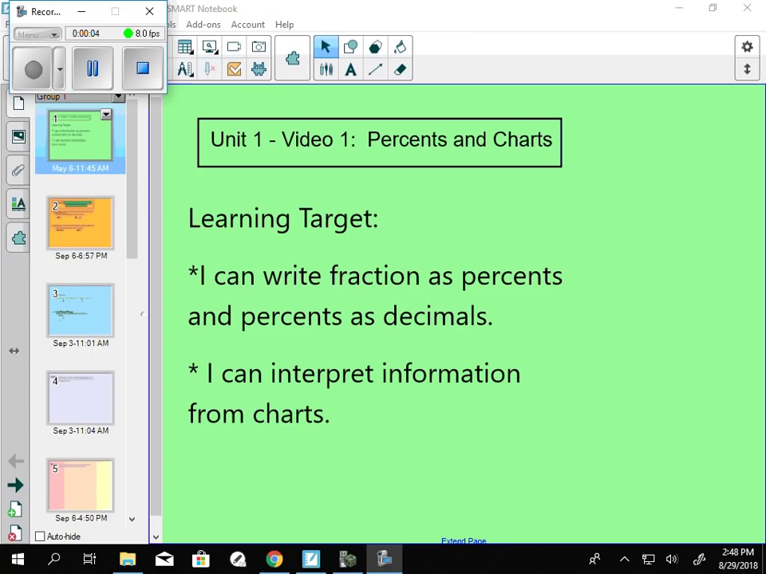In this first video, we want you to focus on percents and charts. We want you to be able to take a fraction and write it as a percent, and also be able to convert between percents and decimals. Also, we want you to be able to interpret basic types of charts.